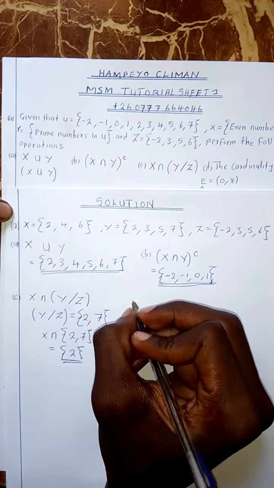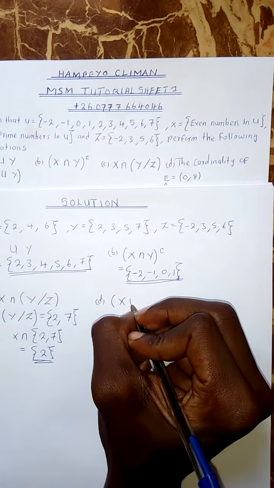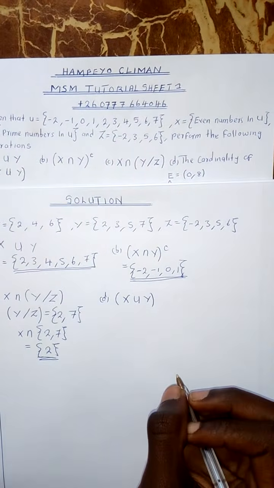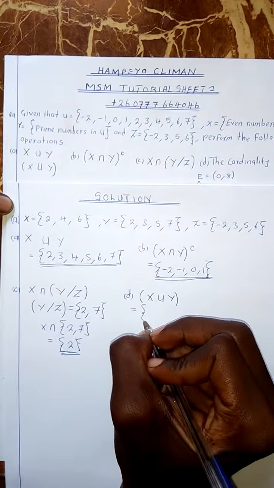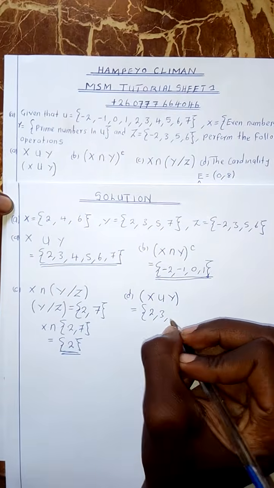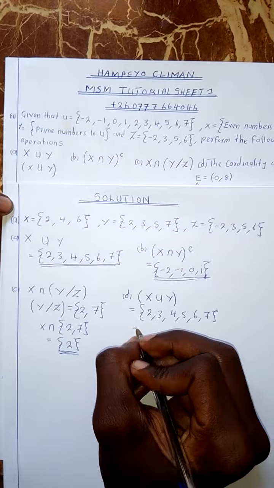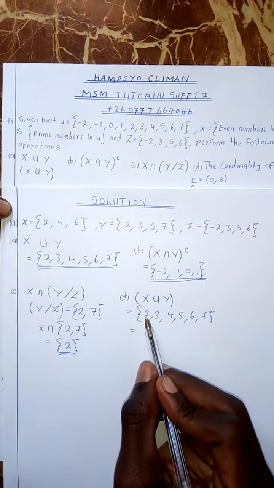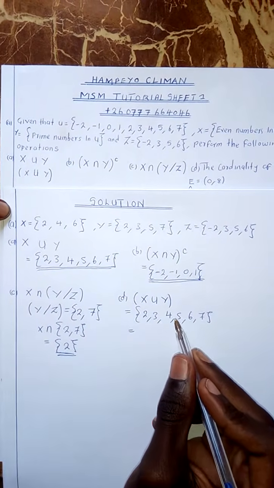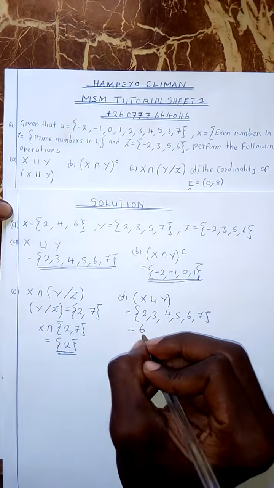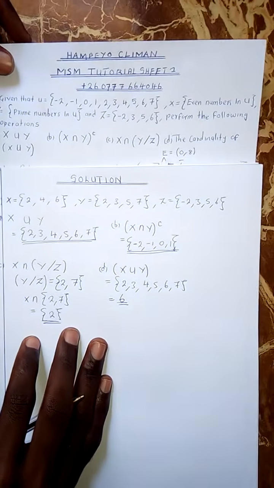Now D is saying we find the cardinality of X union Y. So X union Y, we found it to be, let me just list it, 2, 3, 4, 5, 6, 7, like this. Cardinality simply means we count the numbers in here, then that is simply our answer. So we have 1, 2, 3, 4, 5, 6. So our cardinality is simply 6. Okay, let's go to the next question.